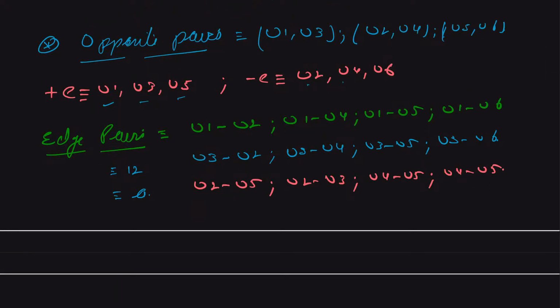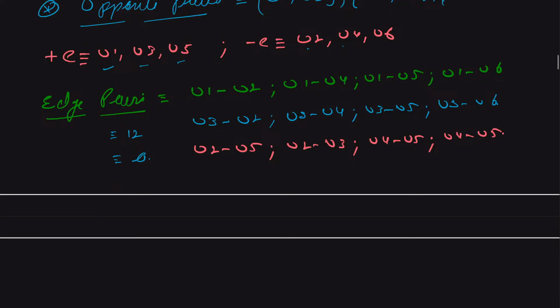Therefore, if we look closely, V1 and V2 have opposite charge. V1 and V4 have opposite charge. And V1 and V5 have the same charge. And V1 and V6 have opposite charge. So this we have to take care.